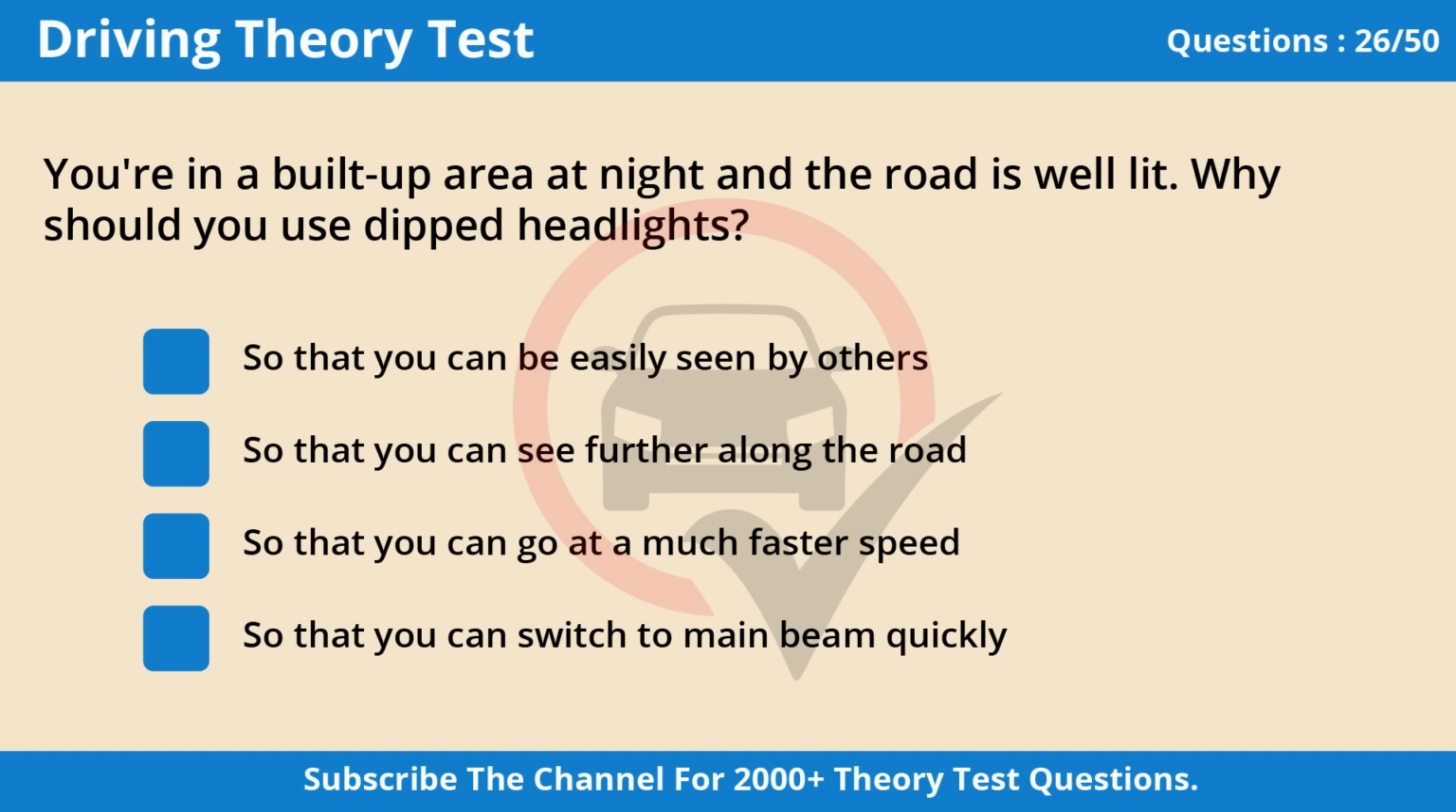Question 26. You're in a built-up area at night and the road is well lit. Why should you use dipped headlights? A. So that you can be easily seen by others. B. So that you can see further along the road. C. So that you can go at a much faster speed. D. So that you can switch to main beam quickly.